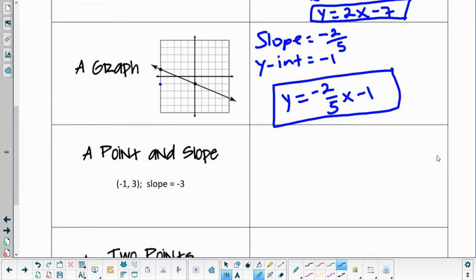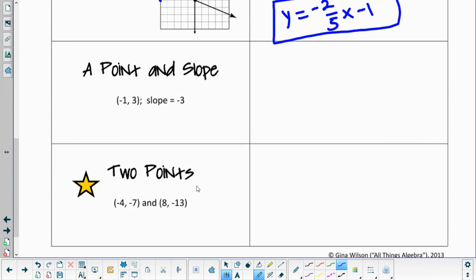Okay, now here is what we're talking about today. We're talking about a point and a slope, and we're going to use point-slope form. For this one, I'm going to give you the next example, so I'm not going to do this example right here. We'll come back to it in a minute. But this is what we're focusing on in this specific lesson. Then when it comes to 2 points, this one I'm going to save for the very end. We will get to it. Right now, I want you to make sure you focus on a point and a slope.